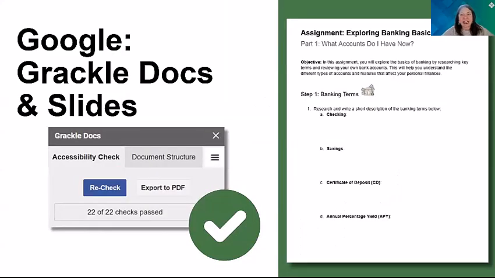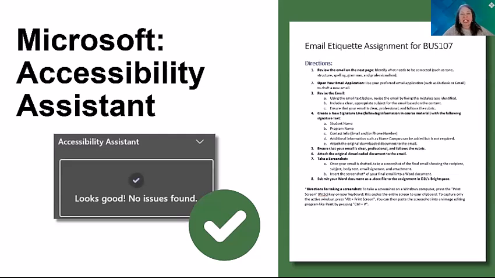The second bucket we looked at is documents. We briefly explored accessibility in Google Docs as well as Microsoft Word. Both of these platforms do have extensions or assistance built in to check the accessibility of items. We're going to take a deeper dive into the accessibility features in those document platforms in the next accessible course design. But in Google, the extension is called Grackle. There's one for Docs and there's one for Slides. And in Microsoft, there is a built-in accessibility assistant.